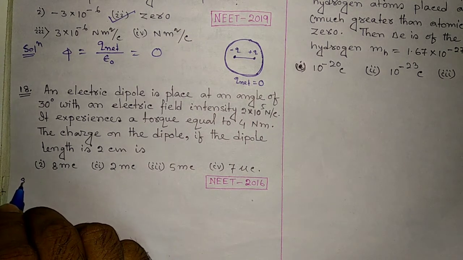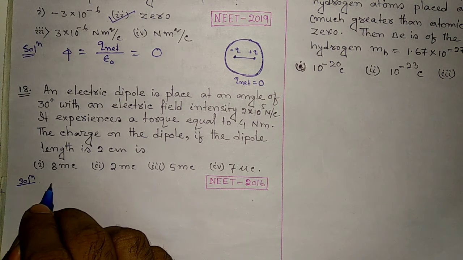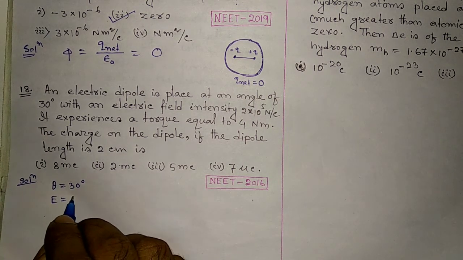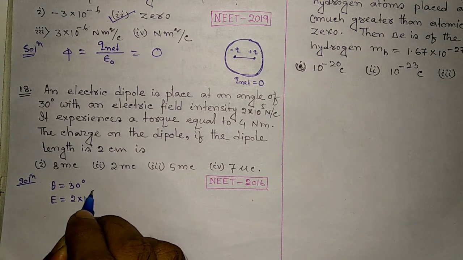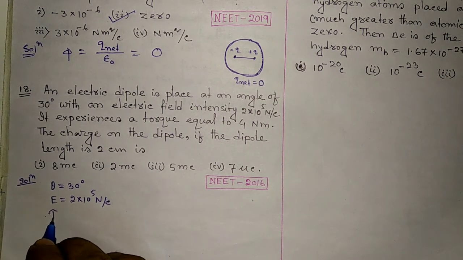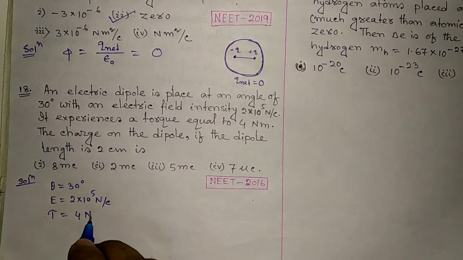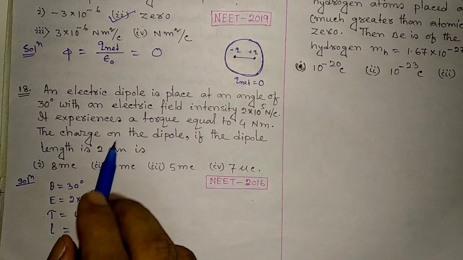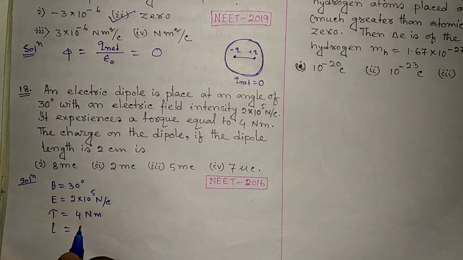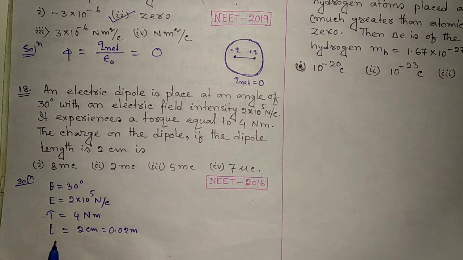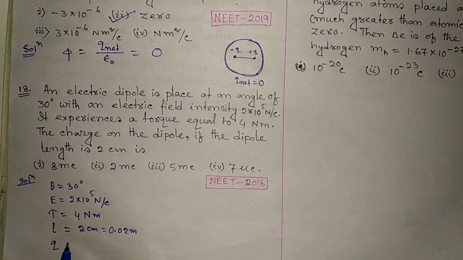Now given: theta is equal to 30 degrees, electric field E is equal to 2 into 10 to the power 5 Newton per Coulomb, torque tau is equal to 4 Newton meter, dipole length L is equal to 2 centimeter, so it is equal to 0.02 meter. What we have to find out? Charge Q is equal to what?